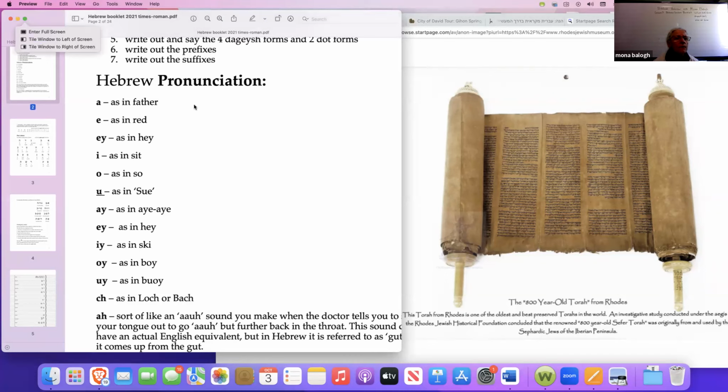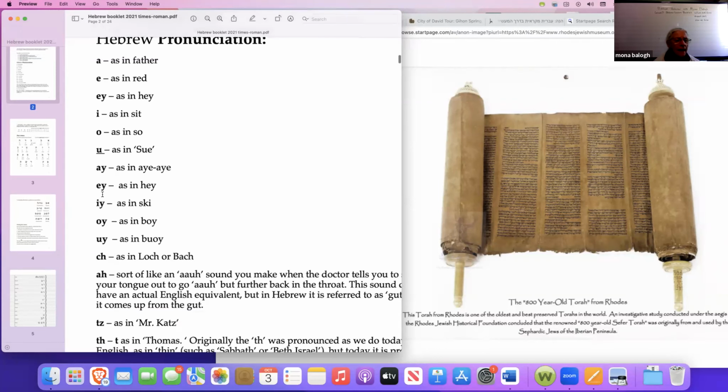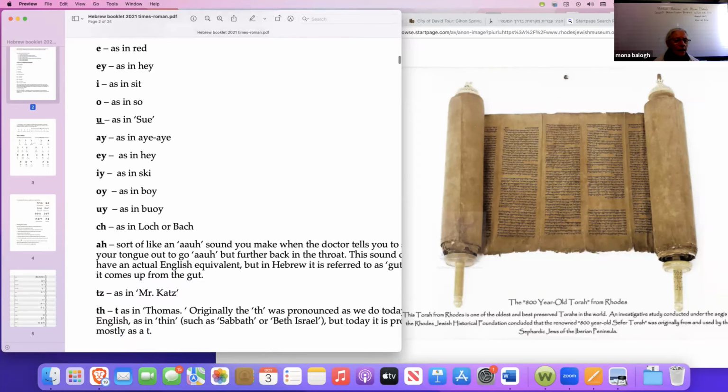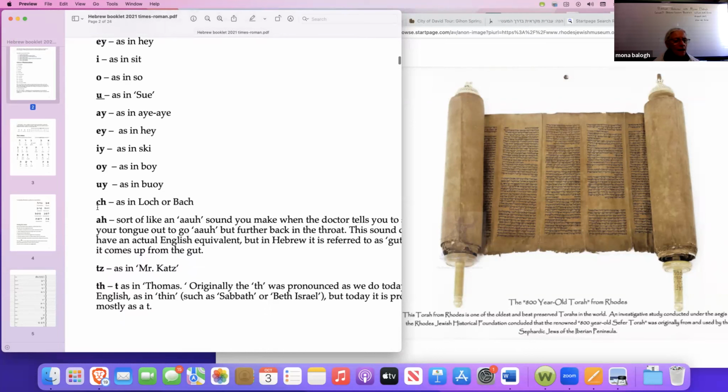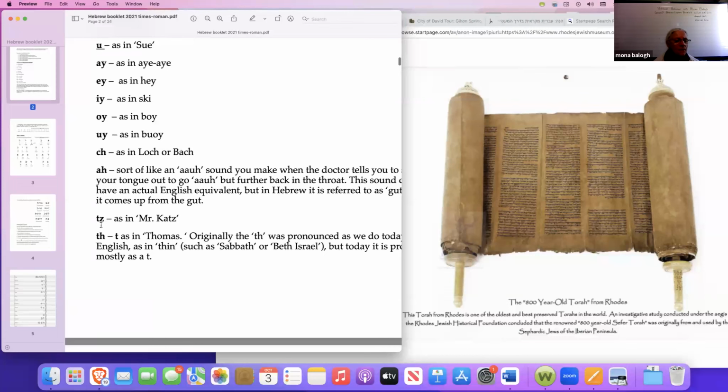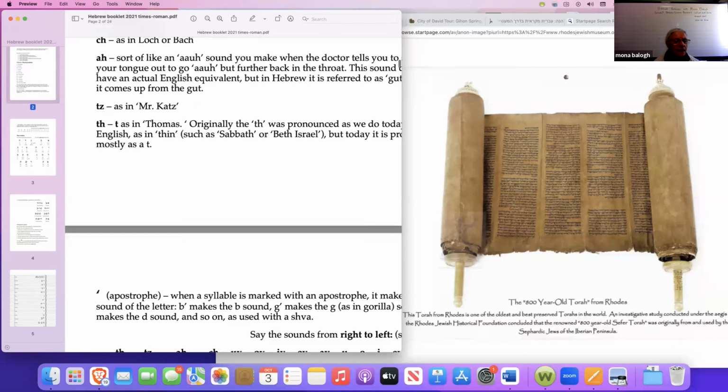We have the Hebrew pronunciation. All right, so say after me, please. A, eh, a, I, o, u, I, a, e, oi, ui, o, ts, t, and apostrophe.